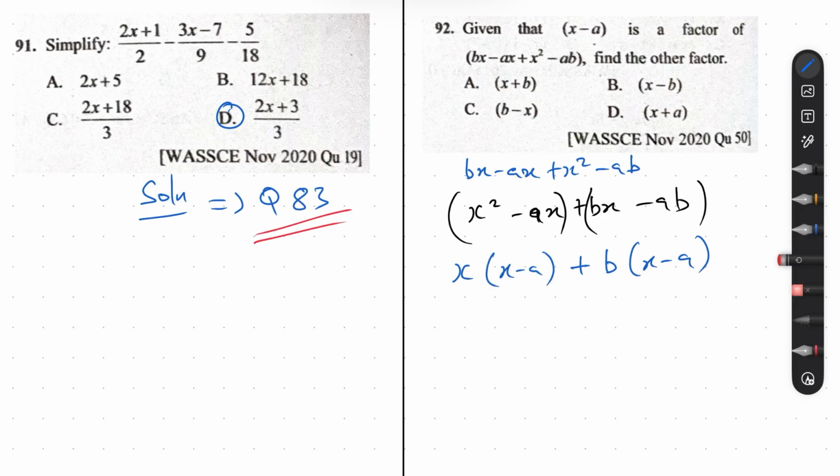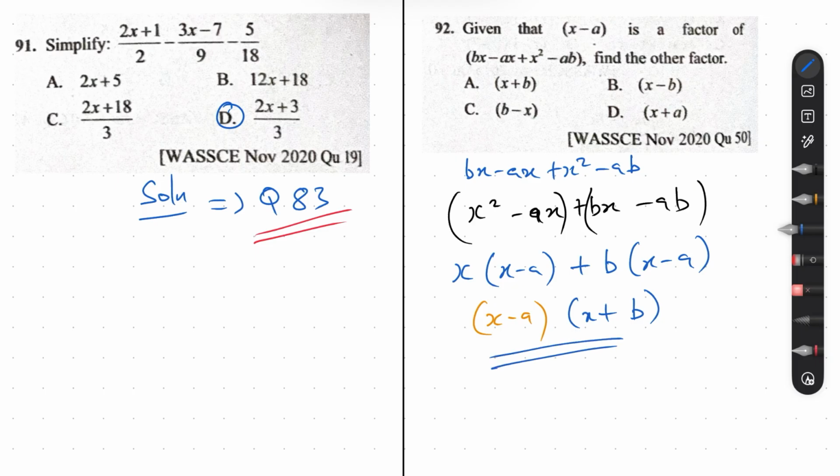Okay, we have x minus a factored out. When we factor x minus a out, we are left with x plus, and on the other side, if we factor this out, we are left with b. So plus b. So this is our answer.